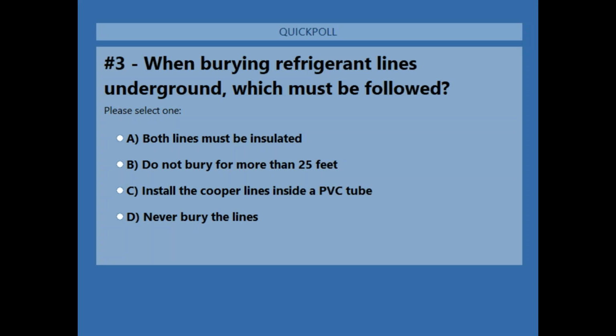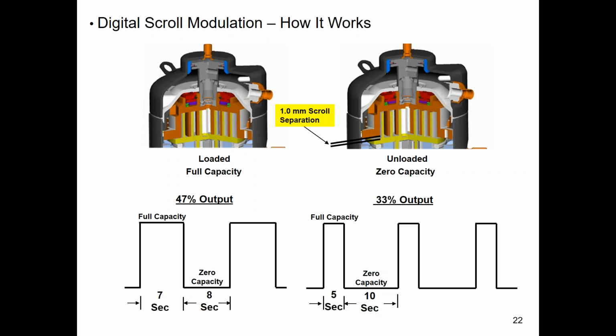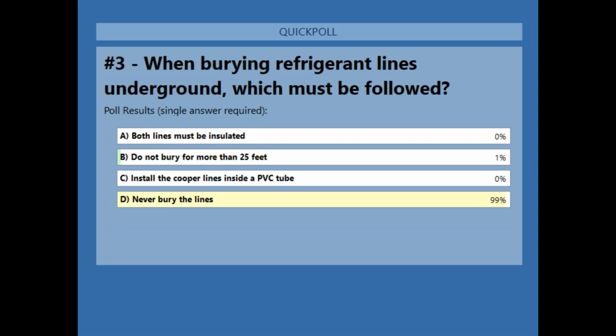Awesome. For you guys that have not been able to answer the question, other people said that switching between full screen and non-full screen mode allows you to click on the answer buttons, so you can pick the correct answer. Your choices are: both lines must be insulated, do not bury for more than 25 feet, install copper lines inside a PVC tube, or D, never bury the lines at all. I'm going to go ahead and close that poll because 70-some percent of you answered. One of you answered wrong. I'm going to look later to see who that was so I can figure out if you're messing with me, because I thought Doug beat this one to death. But with that, we are going to move on. Obviously, the correct answer was do not bury the lines.